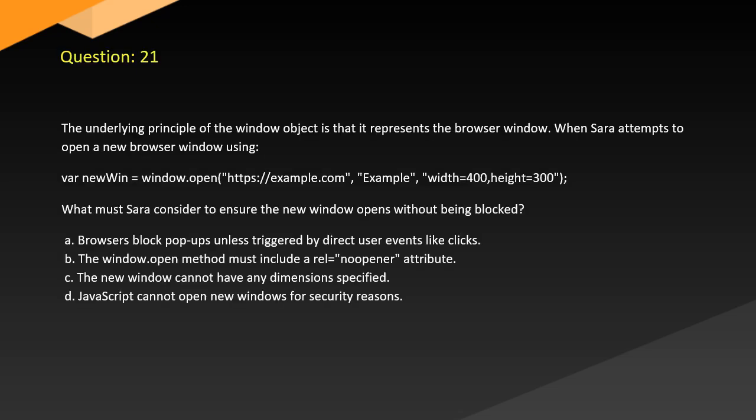Question 21. The underlying principle of the window object is that it represents the browser window. Sarah attempts to open a new browser window using var newWin = window.open('tsapler.com/example', width=400, height=300). What must Sarah consider to ensure the new window opens without being blocked? A. Browsers block pop-ups unless triggered by direct user events like clicks. B. The window.open method must include a rel=noopener attribute. C. The new window cannot have any dimensions specified. D. JavaScript cannot open new windows for security reasons.